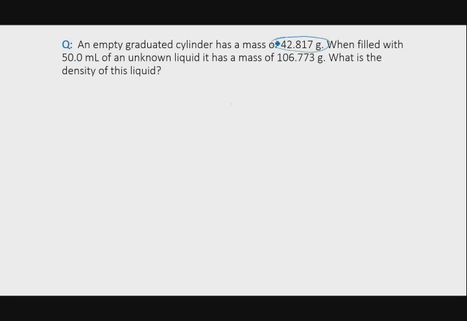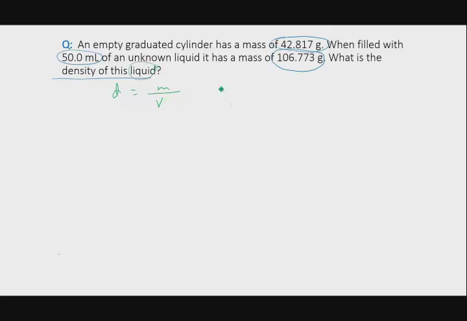And then to this graduated cylinder, 50.0 mLs of an unknown liquid was added, and then the mass of the graduated cylinder was measured again with the liquid, and it turned out to be 106.773 grams. What is the density of the liquid? From previous session, you remember that density is equal to mass of a substance divided by its volume. In this case, we are being asked to calculate the density of the liquid.